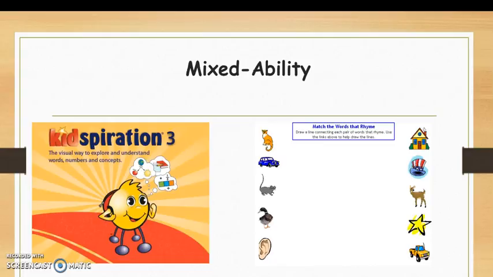Adaptive assistive technologies that could be used to make this unit accessible to a broader audience include Kidspiration, which would be a great assistive technology that would expose students to a lot of visuals, which would help them understand rhyming better.